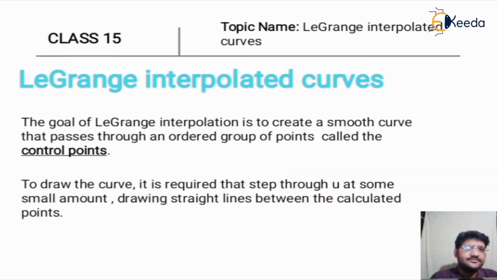So let's start. The main goal of Lagrange interpolation is to create a smooth curve that passes through an ordered group of points, which are called control points. The general idea, as with all curve algorithms, is to use the control points to generate parametric equations.